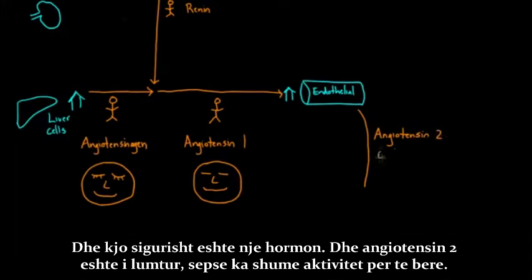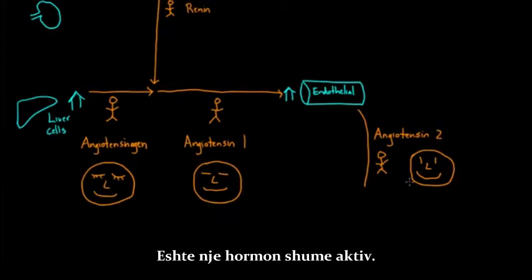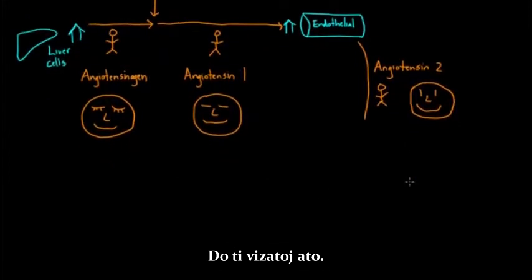And this is also, of course, a hormone. So I'll draw it as a little person. And angiotensin 2 is happy as a clam, because angiotensin 2 has lots of activity, very, very active hormone, does all sorts of things. And I'm going to draw them in for you now.